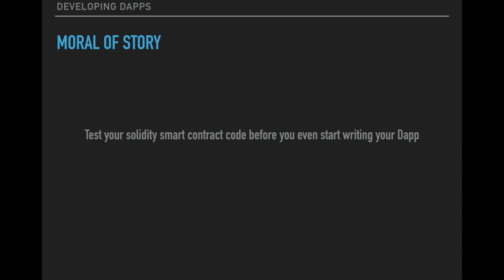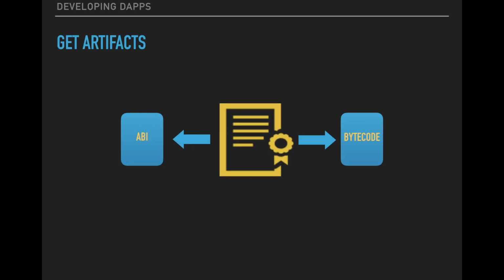So finally, for that part, before we even start writing code for our Dapps, we need to first test the smart contract code that was written in Solidity. So what else do we need? First, we need to get the artifacts.